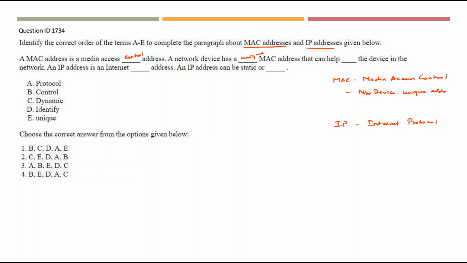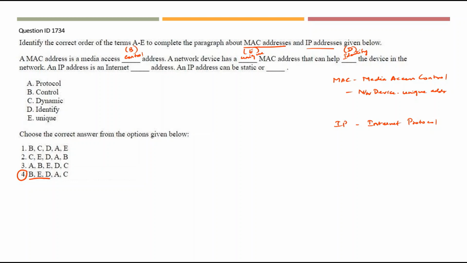Why do we give a unique MAC address to a device? That will help identify the device in the network. So based on the unique MAC address only, I can identify which device it is. Here control, unique, identify. So control is B, unique is E, identify is D. B, E, D. This sequence, option number 4, will be the right answer.